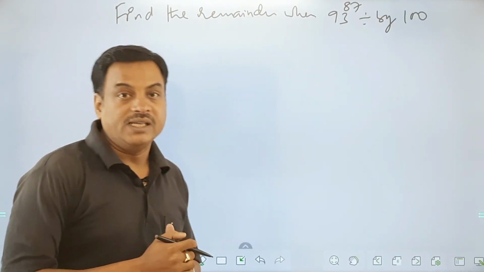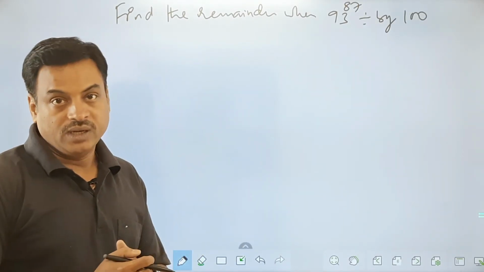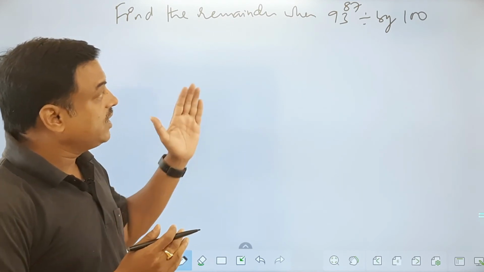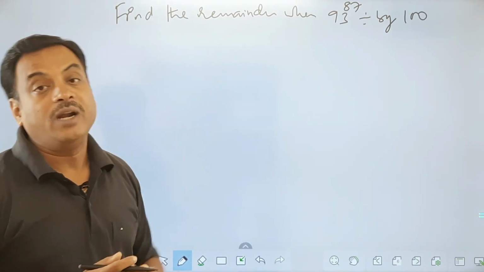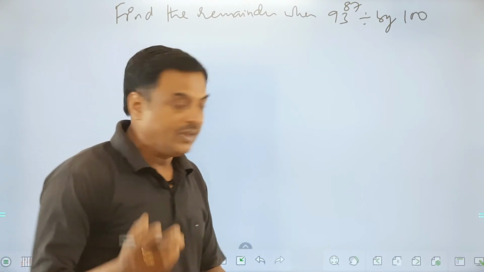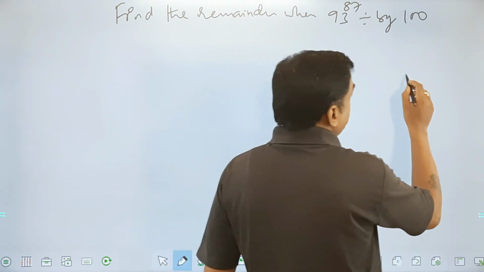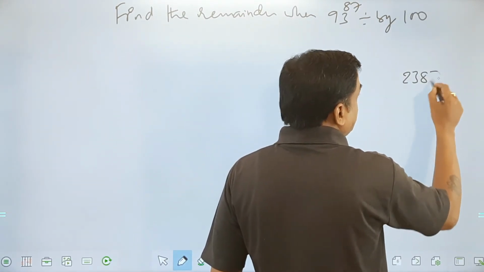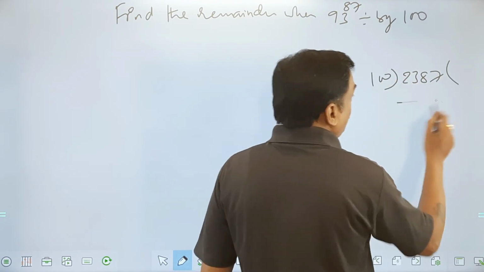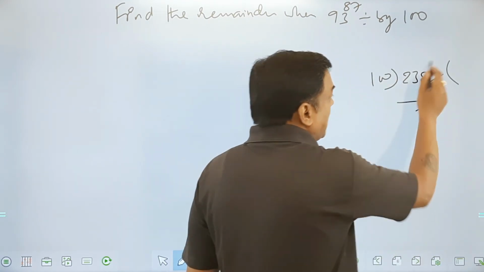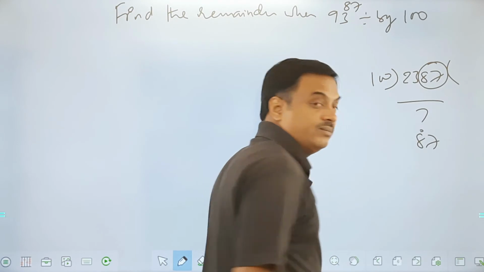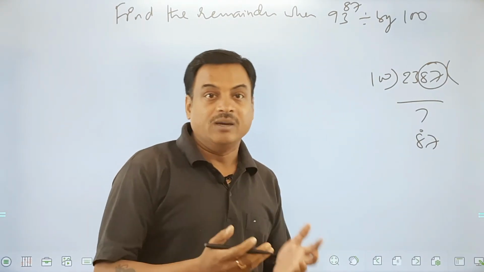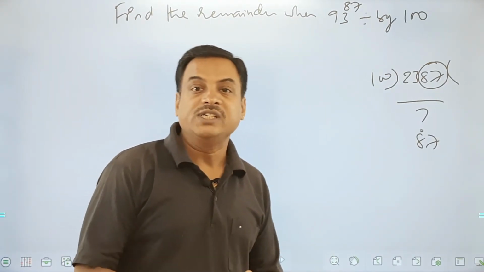93 to the power of 87 divided by 100. If you observe, it's a huge number. Why did he ask to divide by 100, and how is it similar? Suppose I have a number like 2387. When I divide by 100, what will be the remainder? Can I say the last two digits will be the remainder or not? If I divide any number by 100, the last two digits will be the remainder.